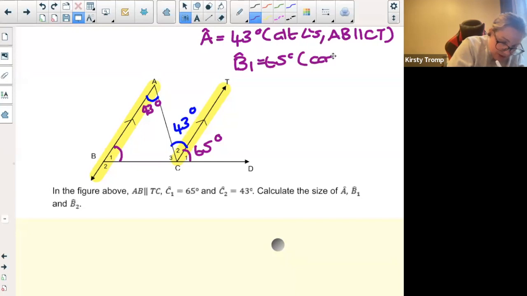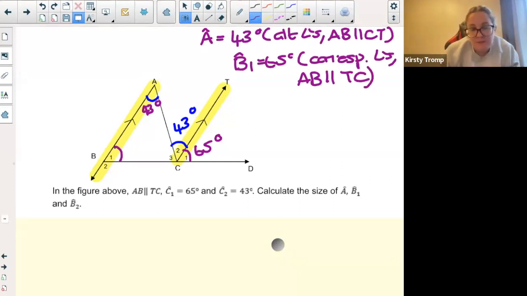Reason: corresponding angles. Why are they corresponding? Because AB is parallel to TC. All right. So this one here was 65 degrees.